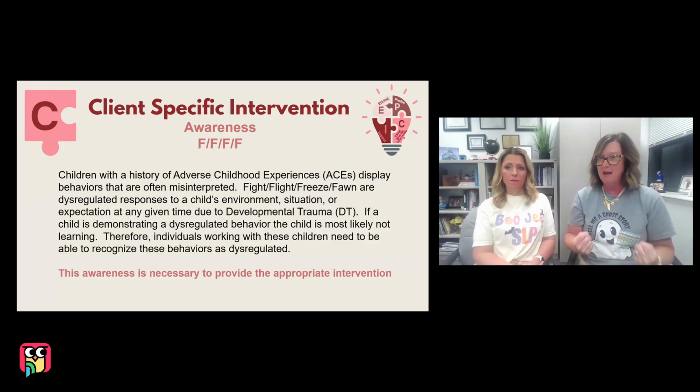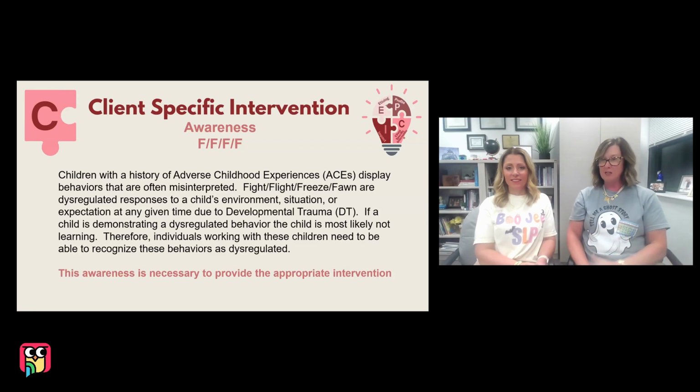response, a defense mechanism. Again, you can say we all have that defense mechanism, and we maybe act poorly in a moment where we are feeling defensive about something. It's at a completely different level for these kids, but I think it's a good analogy to think about. Fight, flight, freeze, and fawn are the dysregulated behaviors or responses to their environment, a situation, or an expectation at any given time due to trauma.